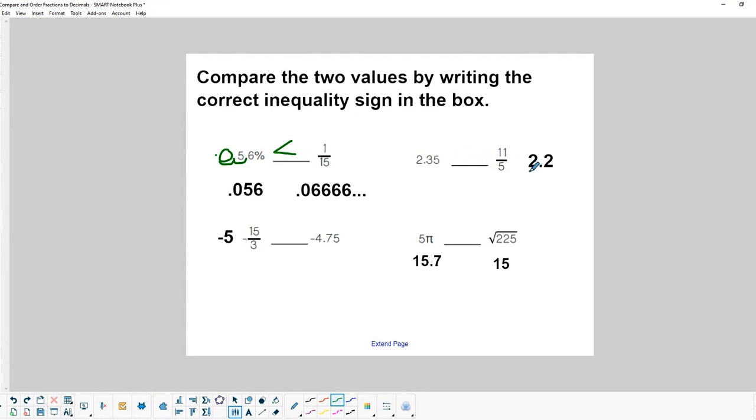2.35 is a little bit bigger than 2.2. Negative 5 is a little smaller than negative 4.75. And 15.7 is greater than 15. So as you can see, if we convert them all to decimals or whatever the case may be, we can compare them quite easily. Now to get this, I just hit the pi key on my calculator and times it by 5 and rounded to the nearest tenth.